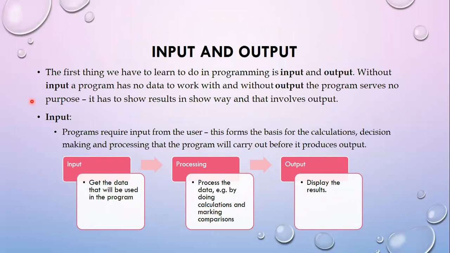Okay, so the first thing we have to learn to do in programming is input and output. The program is not going to do anything if I don't interact with it. When I interact with it, it could be a mouse click, it could be me entering information into an edit box. I could use a spin edit to select age, and a variety of different ways. So without input, a program has no data to work with, and without output, the program serves no purpose. Why would I write a program that doesn't display? The whole purpose of output is to show results.